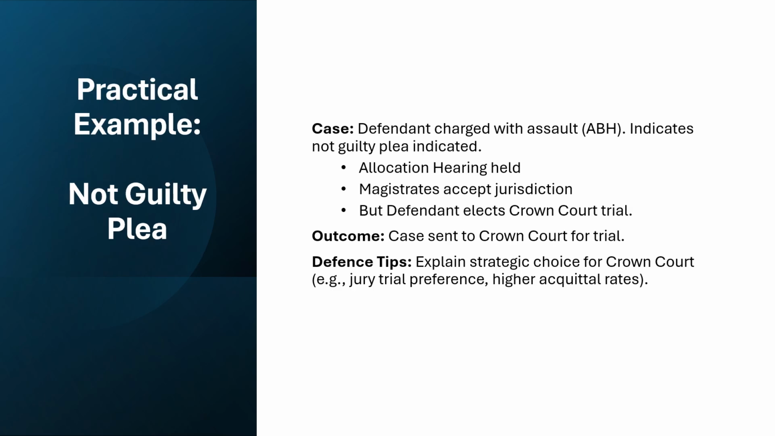And then you have another practical example here, a not guilty plea case. A defendant is charged with an assault, ABH, and indicates a not guilty plea. Allocation hearing takes place. Magistrates accept jurisdiction, say they've got enough sentencing powers if the defendant wants the case to be dealt with at the magistrates. But the defendant then has the right to elect and elects a Crown Court trial. Case is sent to the Crown Court for a trial. It'll be sent for a PTPH first of all, and then it'll be listed for trial after that. The defence tips there are to explain the strategic choice for Crown Court, e.g. jury trial preference and higher acquittal rates.